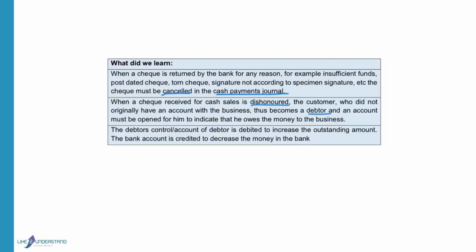When a cheque is received for cash sales and is then dishonoured, it means that the customer will now become a debtor of the business, and an account must be opened for him to indicate that he owes the money to the business. The debtors control account in the general ledger and the account of the debtor in the debtors ledger will be debited to increase the outstanding amount that he owes. The bank account is credited to decrease the money in the bank.